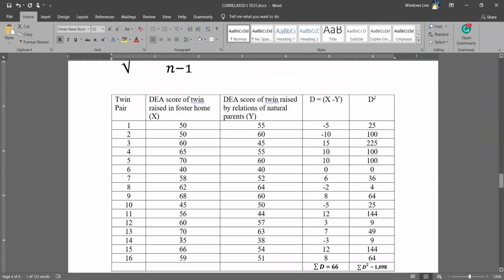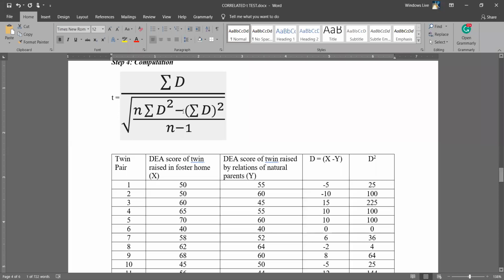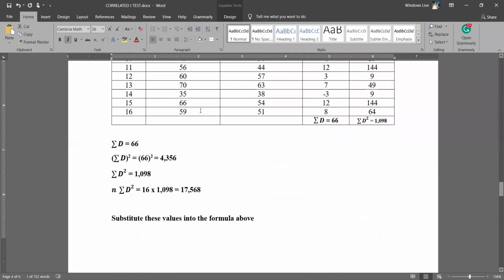Then within the formula, the last thing you're supposed to do is to find sigma D all squared. Right now, we know sigma D to be 66. So it means sigma D here is 66 squared. So it means 66 squared, which will be 4,356.